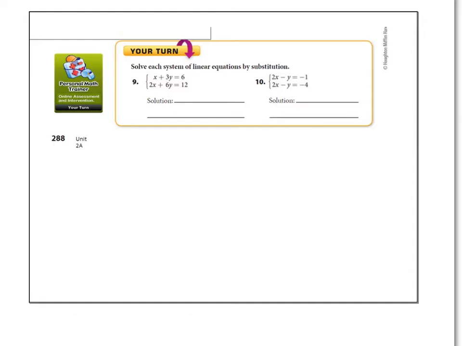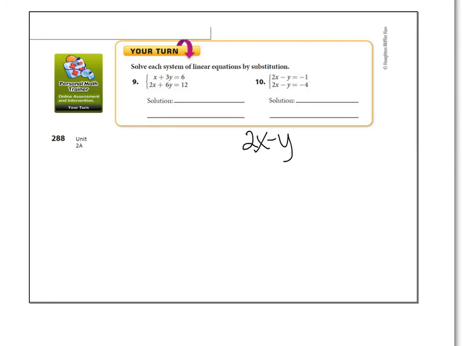So last 2 problems of the day, 9 and 10. We're going to do 10 together, and then you're going to go back and do number 9. If I look at number 10, we're looking for a variable that's easy to solve for. Well, if you look at the x's, you know you're going to be dividing, which means we don't want to do that. The y's, both of them are by themselves with a negative, so it doesn't matter. So I'm going to pick the top one.